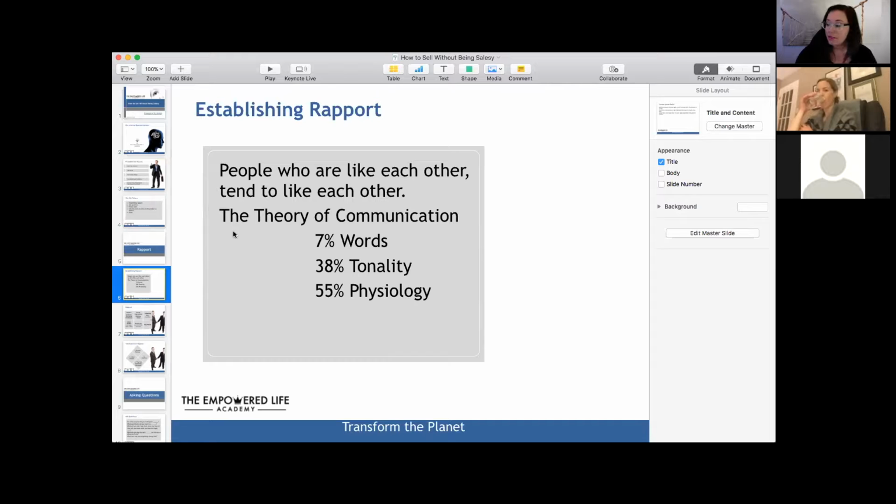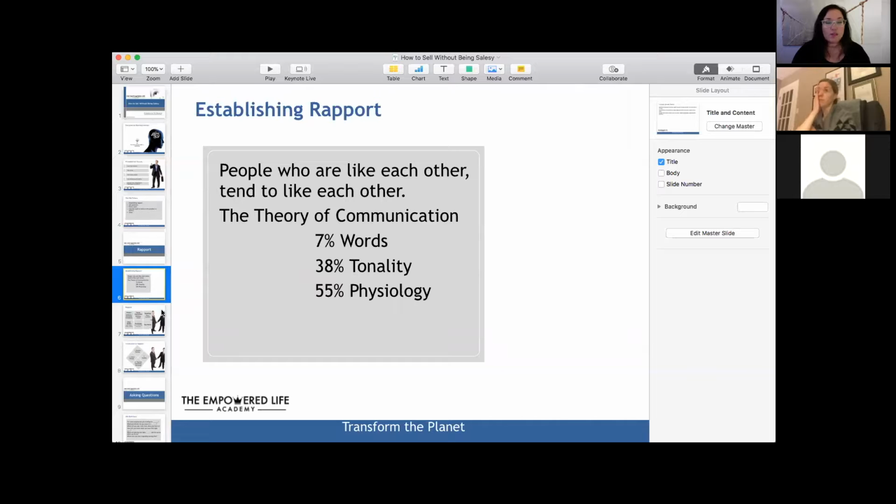The theory of communication says your communication is 7% words, 30% your tonality, that's how you say it, and 55% physiology. So that means that your words aren't as important as we tend to think. 93% of all of your communication is happening outside of awareness. So we can use that 93% to gain rapport with someone very easily.